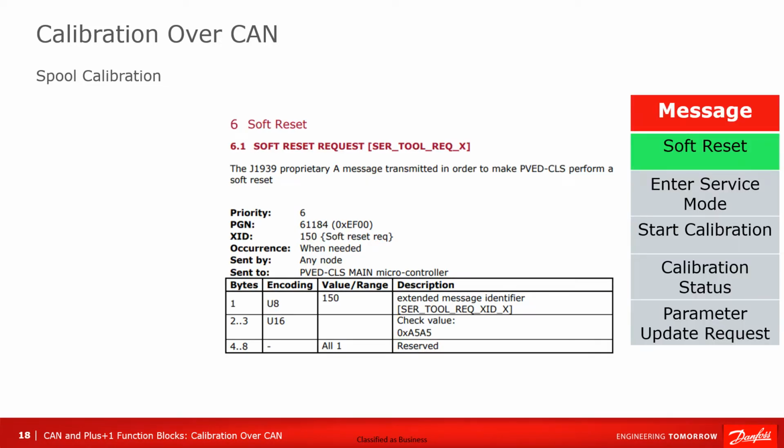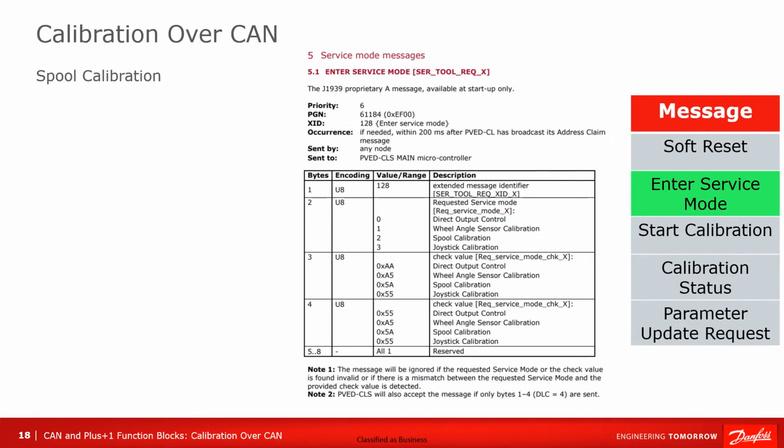First, a soft reset request must be sent to the PVED CLS so that it broadcasts its address claim. Then, the CLS must enter spool calibration. This is accomplished by sending the enter service mode message and specifying spool calibration. Once in spool calibration mode, the auto calibration must become armed.